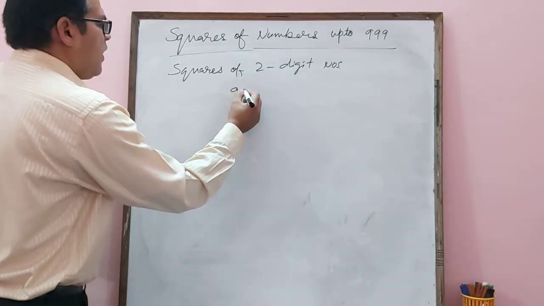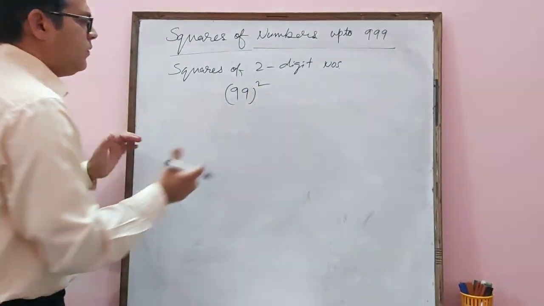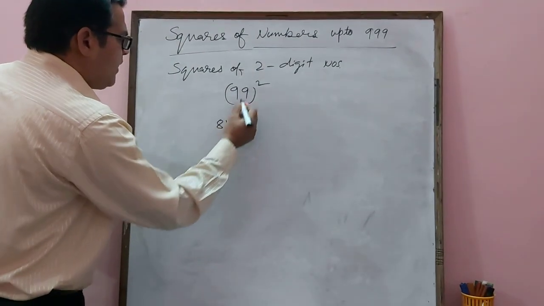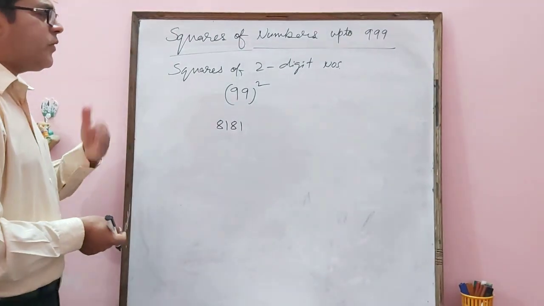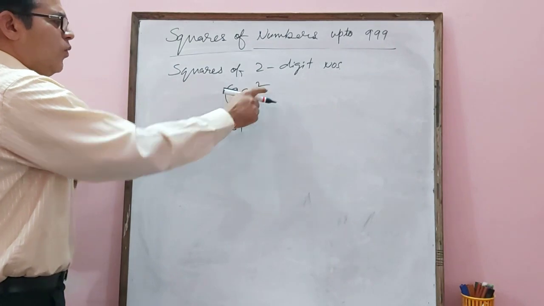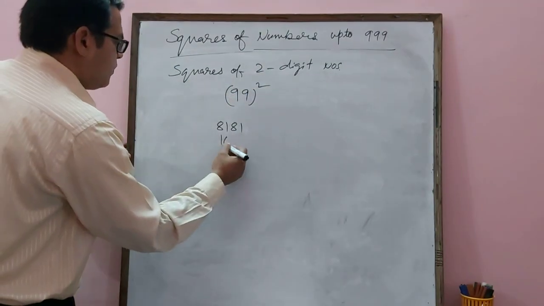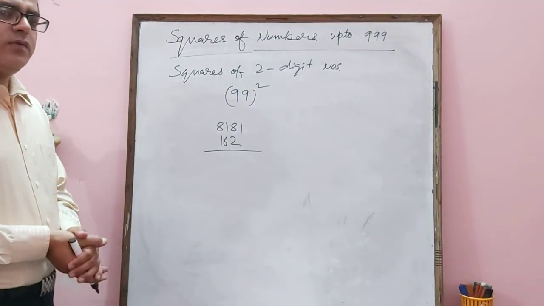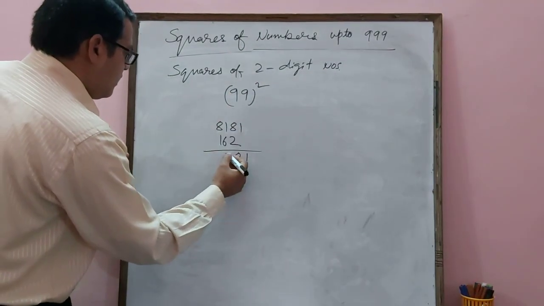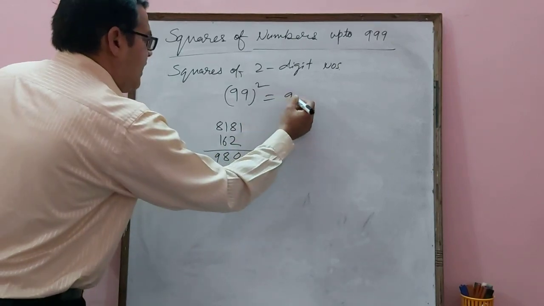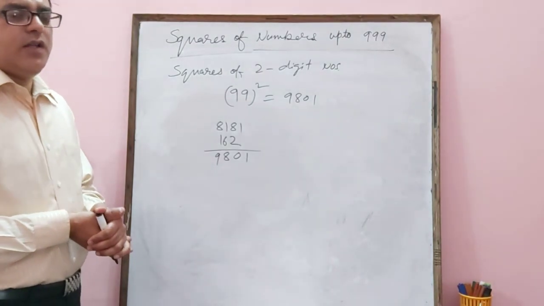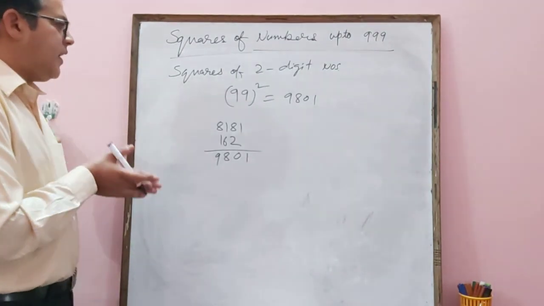Suppose I want to find the square of 99. First step, square of 9 is 81. Square of the second 9 is also 81. Now second step, 9 into 9 is 81, 81 times 2 is 162, right here. Then add 1, 8, 9. So 9801 is the square of 99. This is also very, very simple.